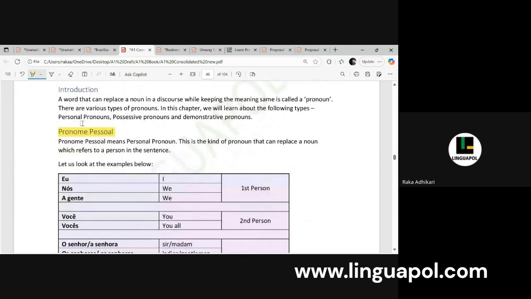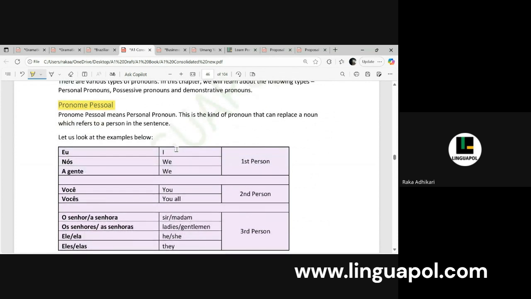Desculpa. Vamos começar com pronome pessoal. Personal pronouns. Então, pronomes pessoais são pronomes que podem substituir, that can replace, people, persons. Okay? Então, quais são os pronomes pessoais que temos em inglês? What are the personal pronouns we have in English? Personal pronouns in English.